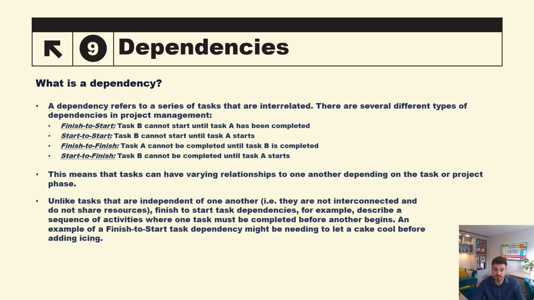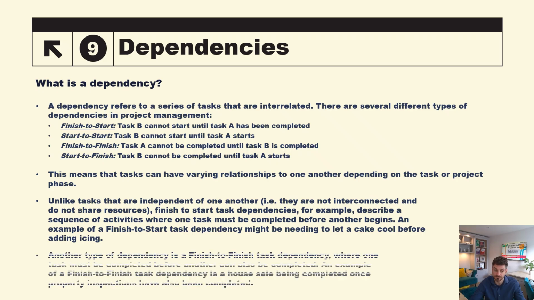Unlike tasks that are independent of one another, i.e., where they are not interconnected and do not share resources, finish to start task dependencies, for example, describe a sequence of activities where one task must be completed before another begins. A good example of finish to start tasks might be needing to let a cake cool before icing. Another type of dependency is finish to finish dependencies, where one task must be completed before another can also be completed. Another good example of this is a house sale being completed once property inspections have been completed.